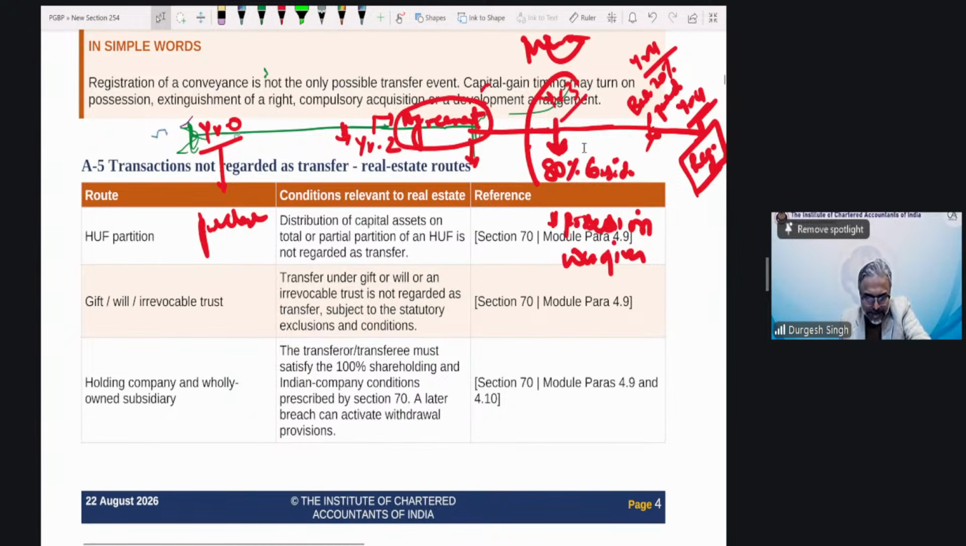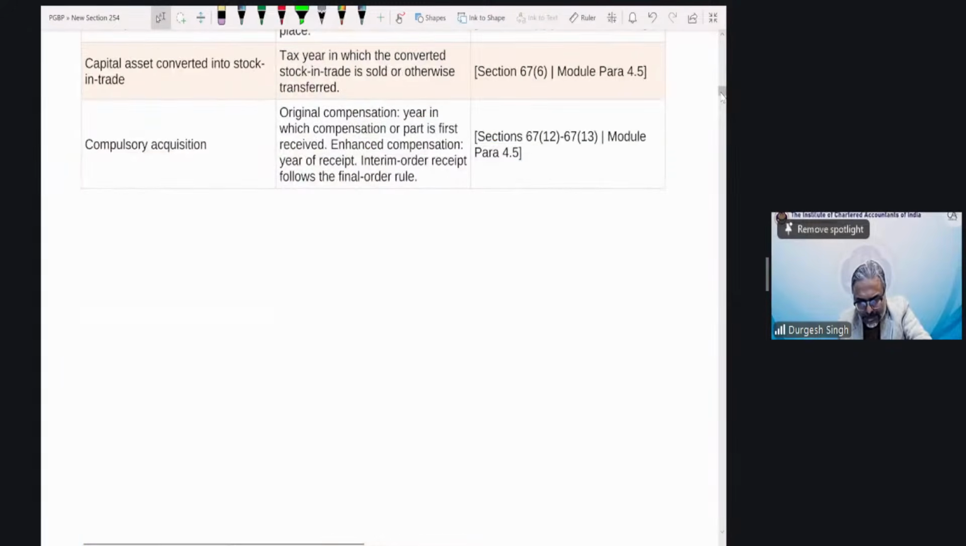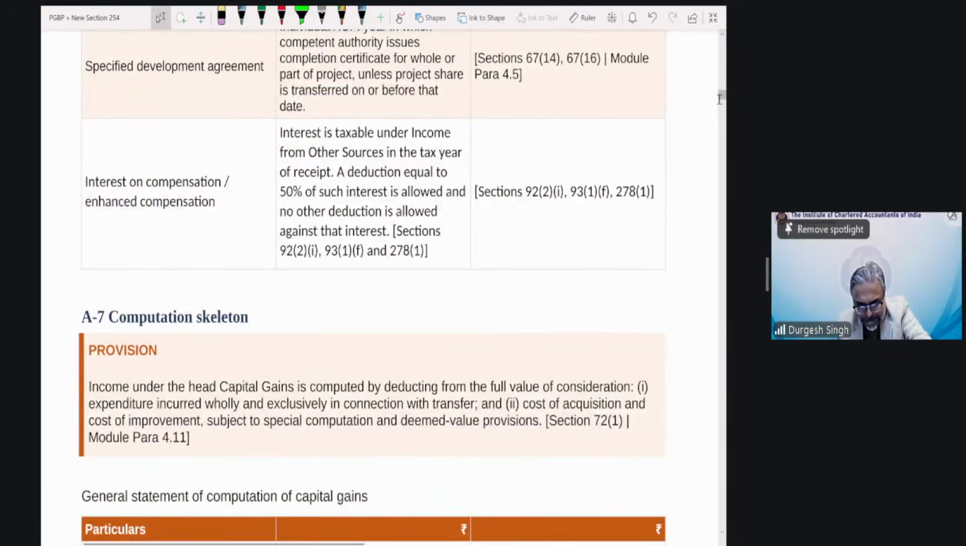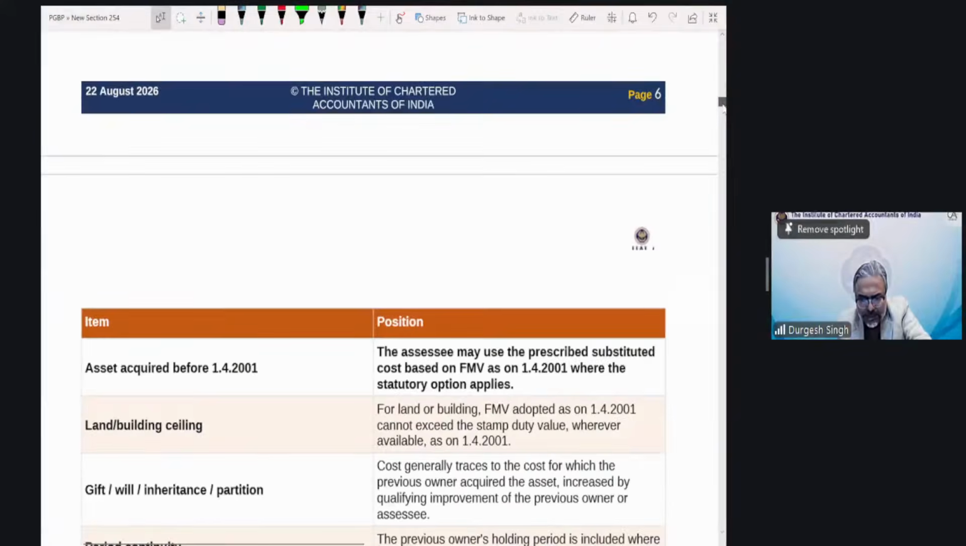Now, students, just have a look. Apart from that, please come to the specific capital gains provision. Now, students, here, just a second, students.